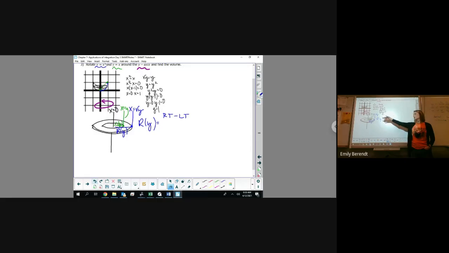Again, this is fairly simple because you have your square root of y, and it's going to the y-axis, which is x equals 0, so you get the square root of y. Same thing with your little r of y. It'll just be y minus 0, which is just y.